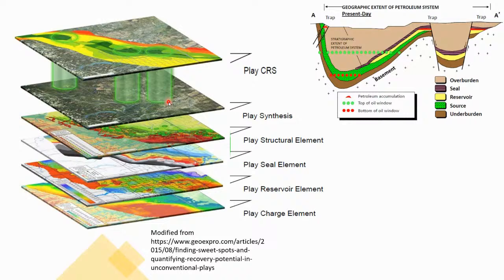But as you can see here, you build this map on top of each other. You will try to understand the structural element. You try to understand the seal element, as we talked about before. The charge, where's the area that we have charge? For example, if the area in the east doesn't have charge, then why are you even looking for the reservoir? Unless there's a migration over there, but if there is no migration, then think business, I want to invest money in that area.